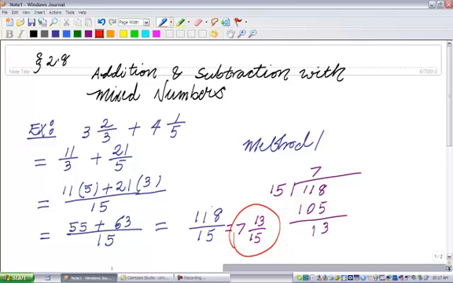What's the question I started with? What's the sum, the addition of mixed numbers, right? The first line is my question. Add the numbers 3 and 2/3 with 4 and 1/5.